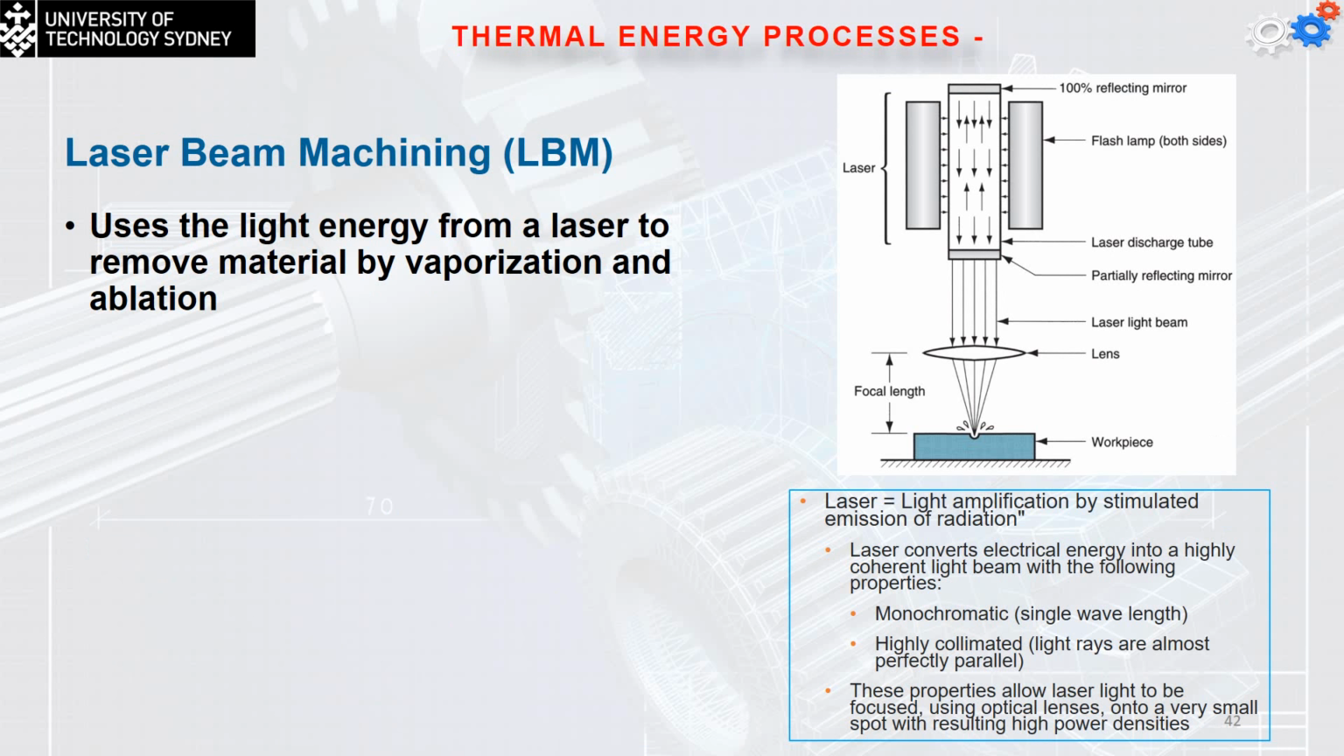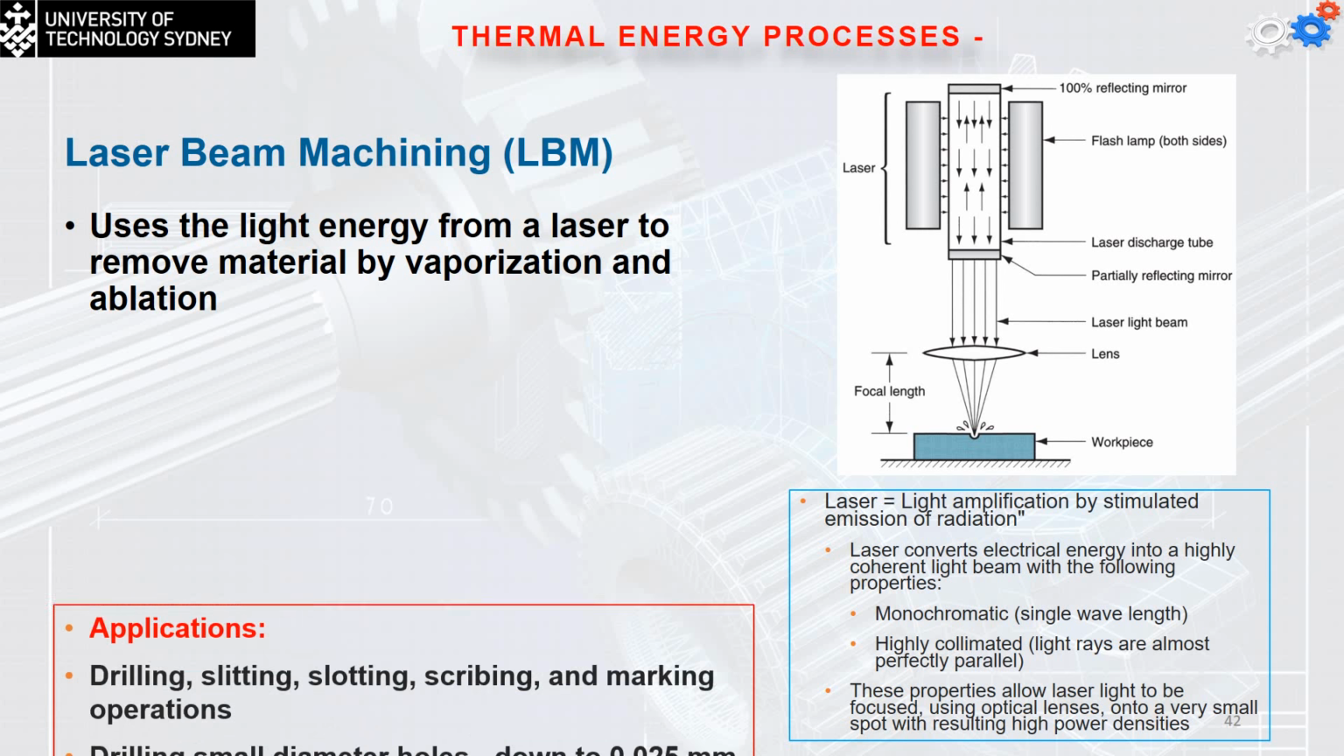Now, the other one is what you can see on the laser cutter. The laser cutter we have at the UTS is only able to cut plastic. But actually, there's a laser cutter which can cut metals. Laser beam machining uses light energy, again to generate light, focused using a lens to generate a very high intensity beam to do the heating effect. So it uses light energy from the laser to remove the material by vaporization and ablation.